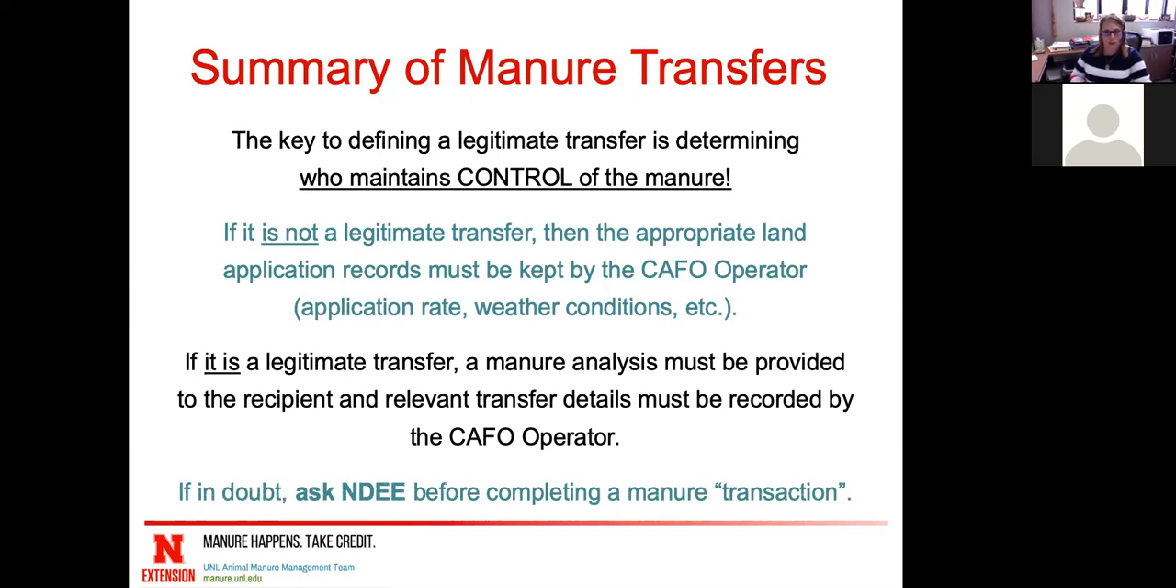So if you're in doubt, it's always best to ask the NDEE. They're certainly there to help you determine whether this is your record keeping or whether this is your control of manure or someone else's, so that you record that correctly. Reaching out to the NDEE is definitely recommended if you're unsure in any particular situation.